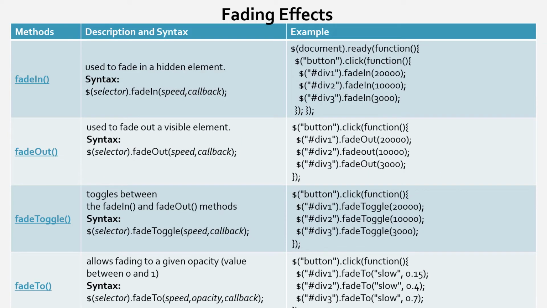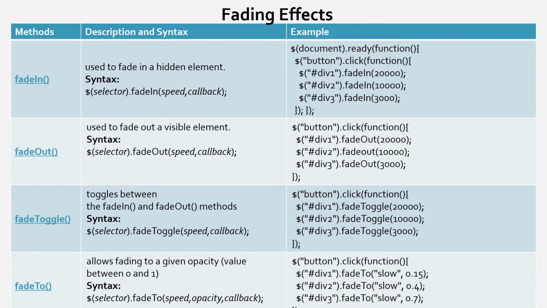Now we are going to discuss fading effects in jQuery. So we have different methods: fadeIn, fadeOut, fadeToggle, fadeTo and all. fadeIn is used to fade in a hidden element. Syntax is $(selector).fadeIn(speed, callback). Here again callback is optional. So speed you can specify using slow, fast, or in milliseconds.